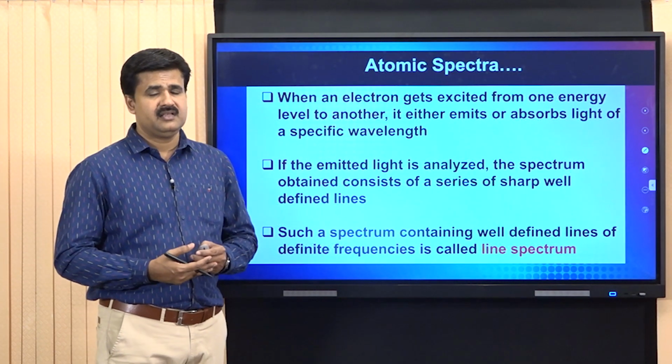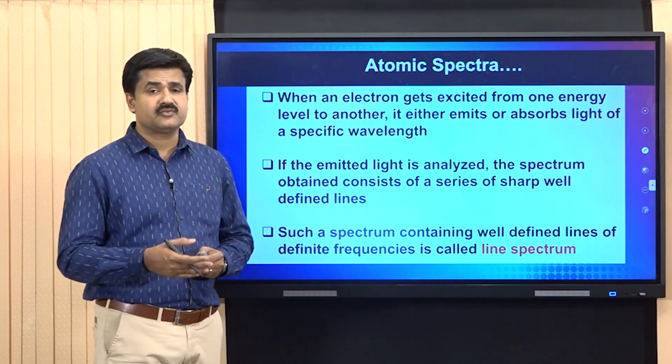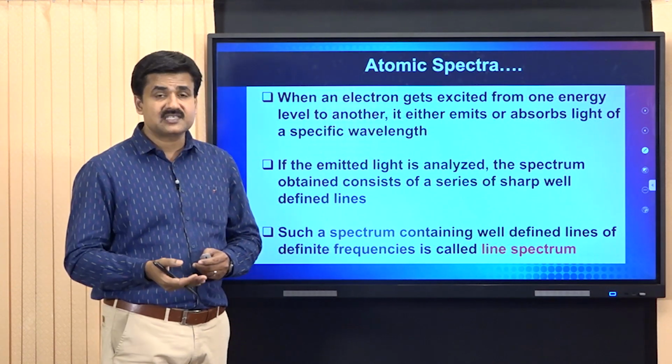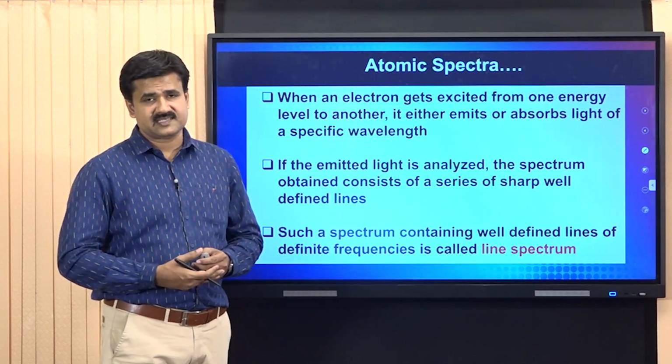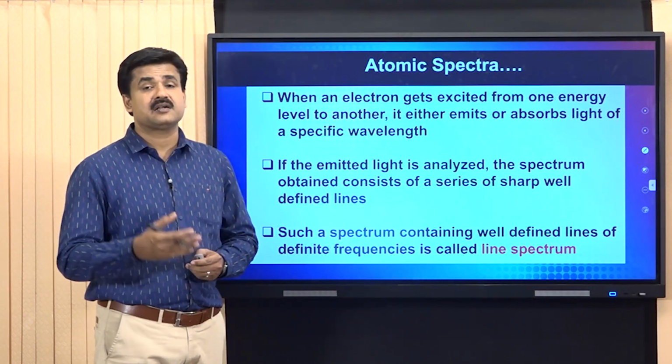For example, in the line spectrum of hydrogen, we can see the presence of enormous lines. Each line corresponds to a particular frequency. Hence, the spectrum of hydrogen is known as the line spectrum as such.